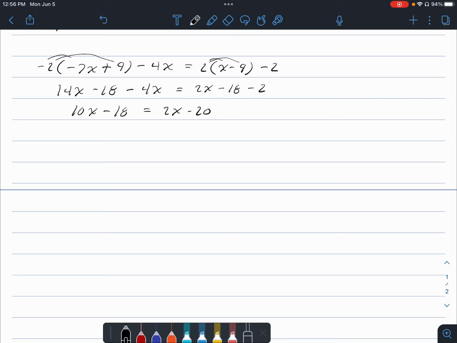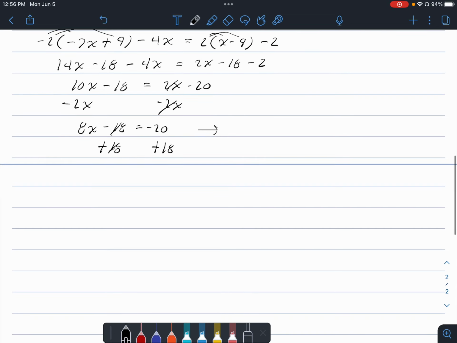So let's go ahead and bring this 2x over to the other side. So we'll take 2x away. These will cancel, and we'll have then 8x minus 18 is equal to negative 20. Now we can add 18, and we're going to get then that 8x is equal to negative 2.